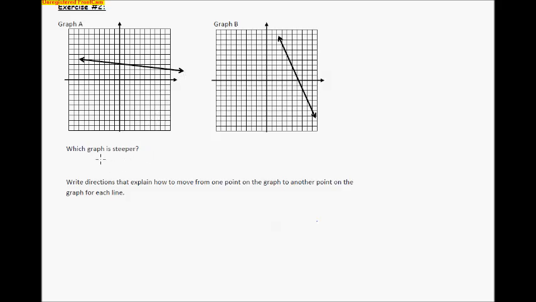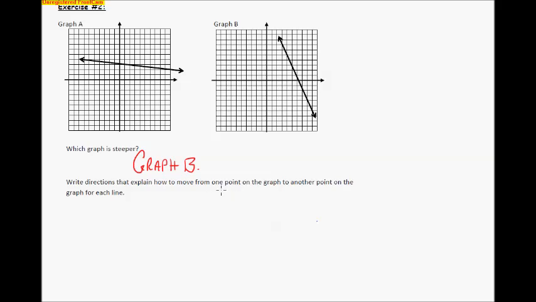So the first one that says, which graph is steeper? Well, again, imagine driving your little car on these lines, and obviously graph B over here would be a much steeper slope than traveling along graph A. So for the first question here, which graph is steeper? Well, that's going to be graph B.